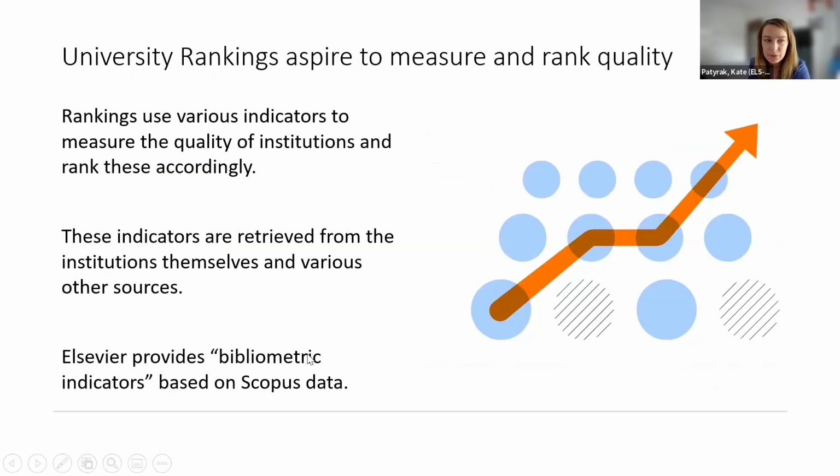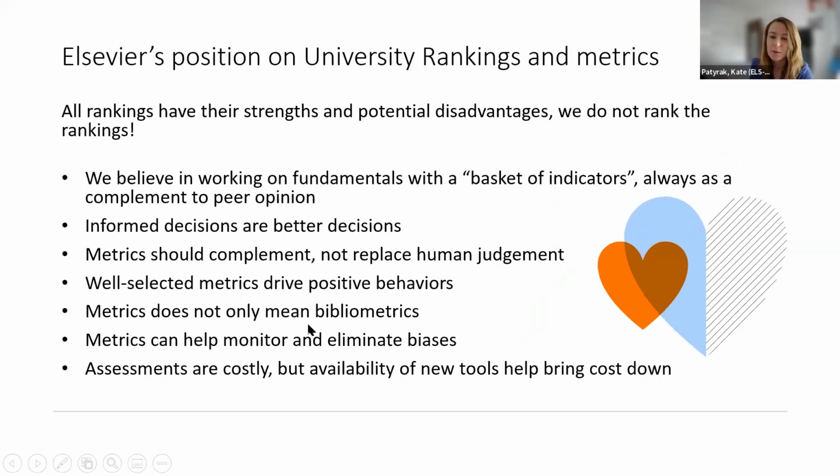The purpose of the university ranking is to aspire to measure and rank quality. So they use various indicators to measure the quality of institutions and rank them accordingly. The indicators are retrieved from the institutions themselves, but also from various other sources. And from Elsevier's perspective, we provide bibliometric indicators based on Scopus, and that's our main task.